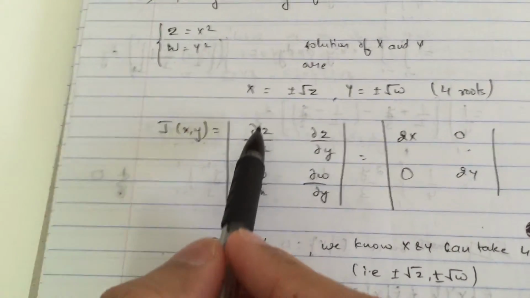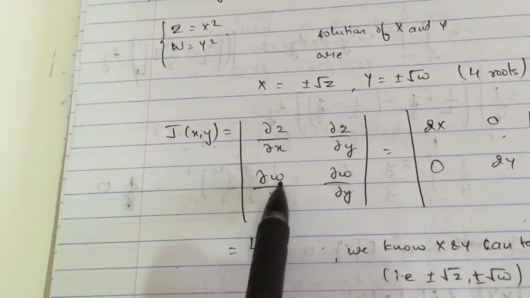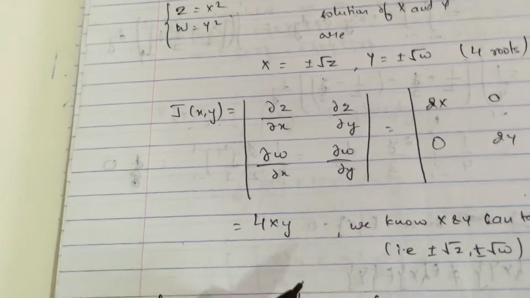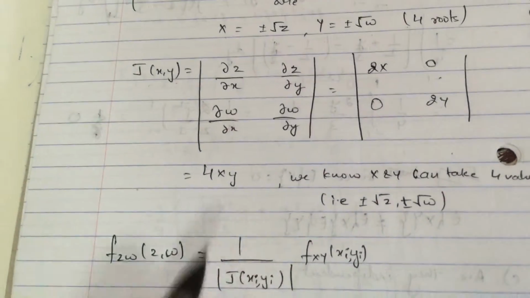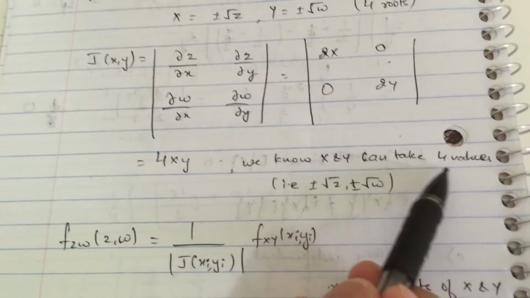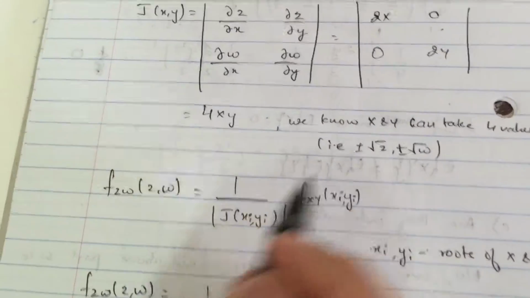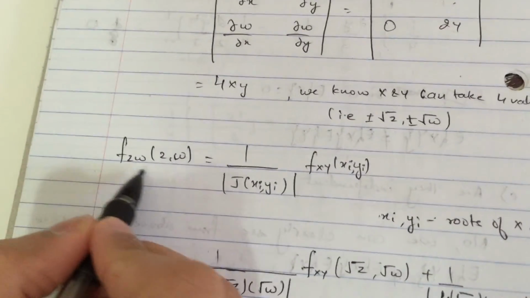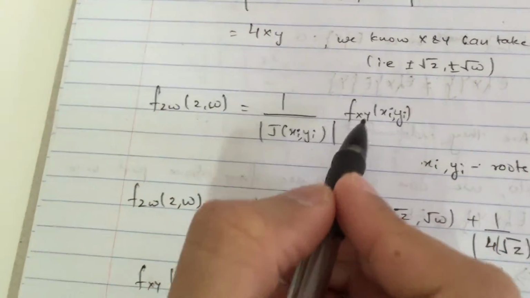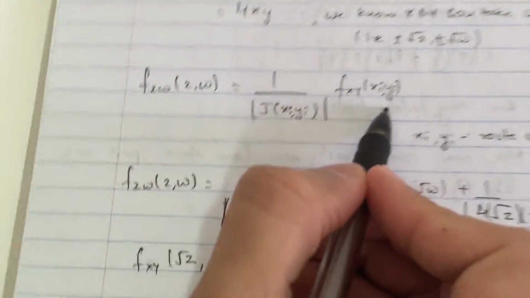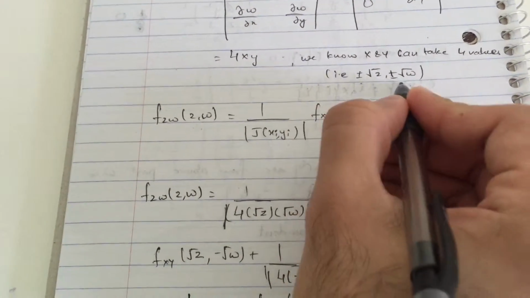We know that the Jacobian is given by the determinant of dz by dx, dz by dy, dw by dx and dw by dy. This comes out to be 2x, 0, 0 and 2y, so the Jacobian is 4xy, where x and y can be taken from the 4 values that we found, plus or minus root z and plus or minus root w. Now let's find the probability density in terms of z and w. This is given by the sum of 1 upon the modulus of the Jacobian at xi, yi into fxy of xi, yi, where xi, yi are the roots of z and w in terms of x and y, that is plus or minus root z and plus or minus root w.